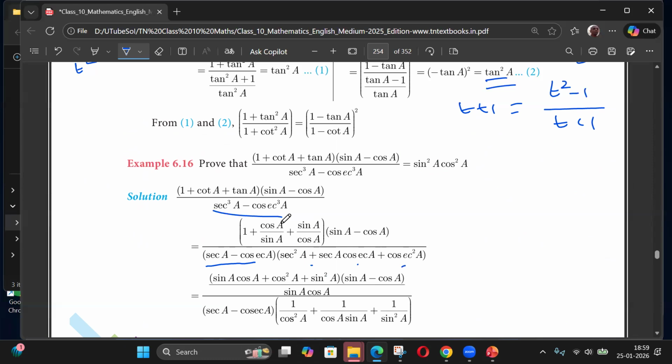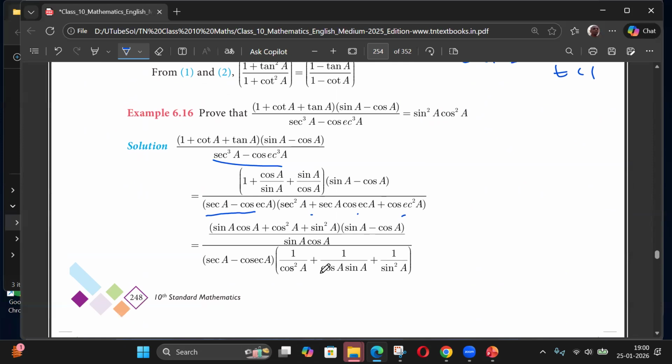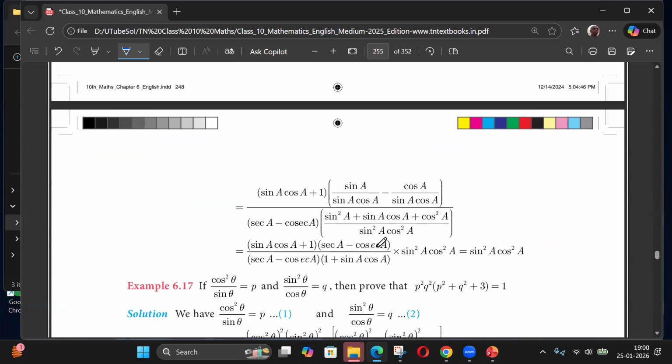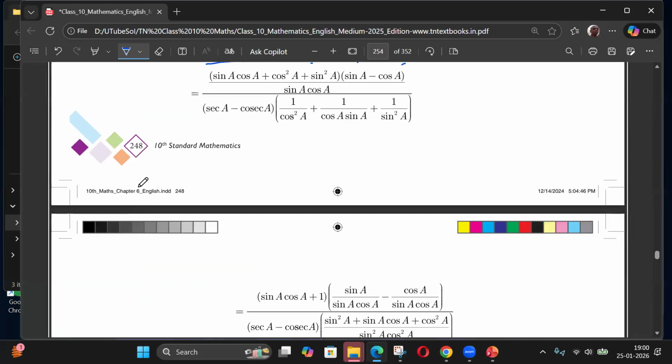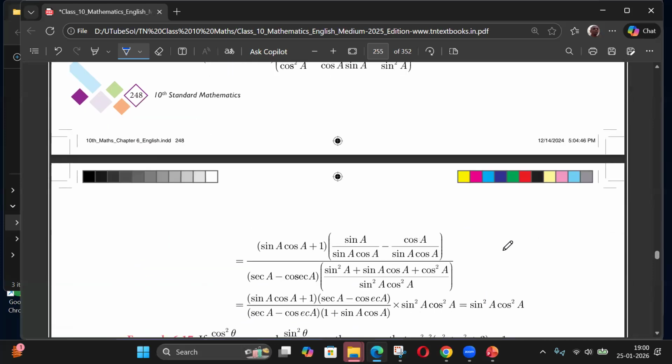And after that, you write sin and cos, and then you can simplify. Once you get sin and cos, this also you can write in terms of sin and cos. Now it becomes an algebra problem only. Okay, you try.